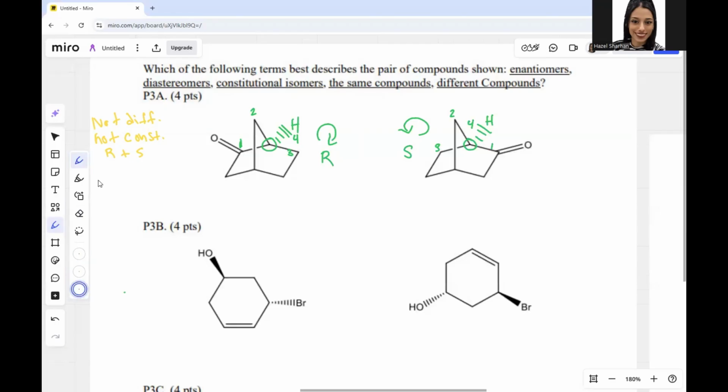Let's go to our second chiral center down here. We know there's a hydrogen that is facing towards us here.